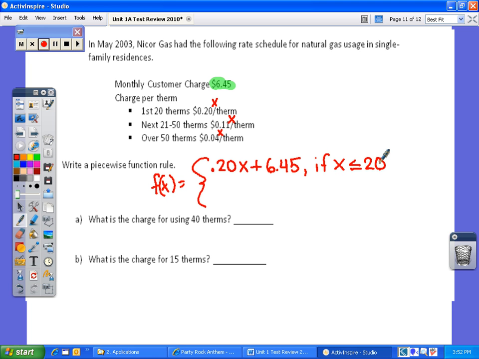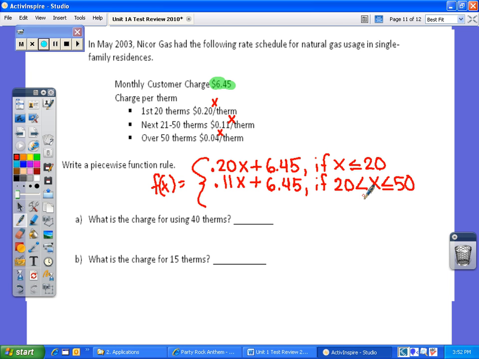Then it's going to be 11 cents a therm. Don't forget your monthly charge. And that's if you go from 21 to 50. So if you go from 21 to 50, that's bigger than 20, so we're going to put the 20 in. So 20 is less than x, and then less than or equal to 50. You want to try to keep these the same. If you keep these the same, saying 21 is the same thing because you don't have an equal sign there.